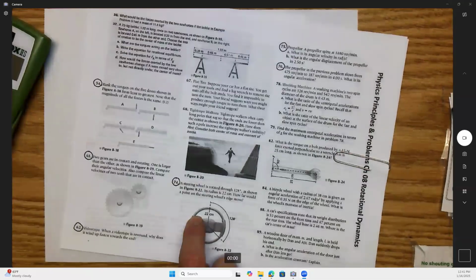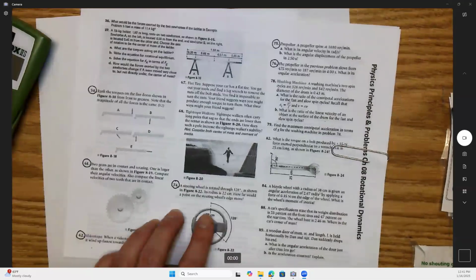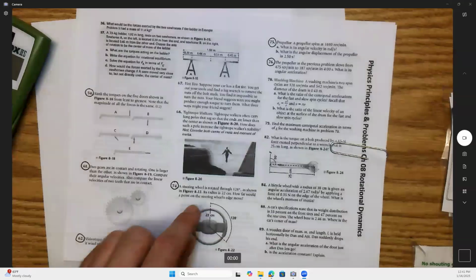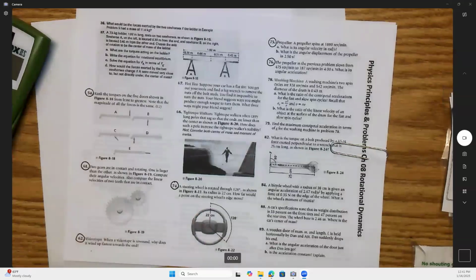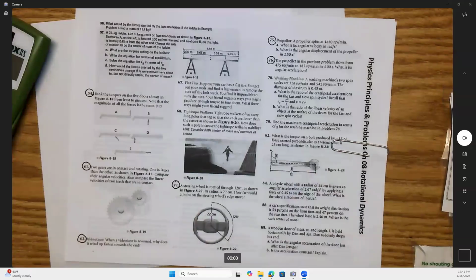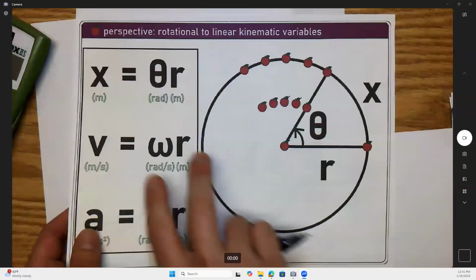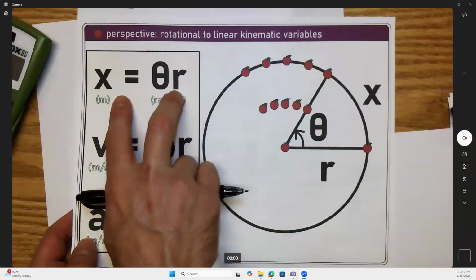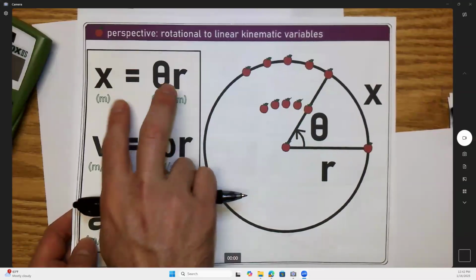Oh, what else has been asked? Let's look at the steering wheel, number 74. It says it rotates so many degrees and the radius is so many centimeters. How far does a point on the edge move? Well, it's the same poster, but a different equation though. You guys see this one at the top? x equals theta r. That's the guiding formula.